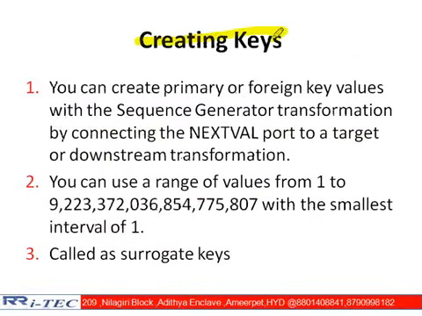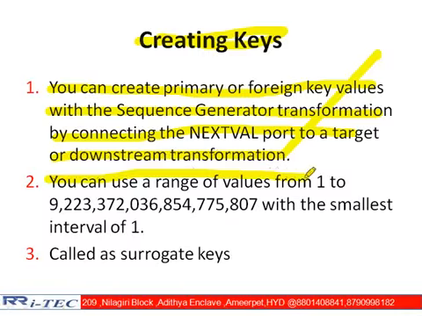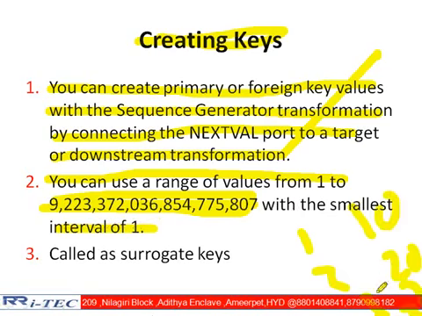Creating keys means what? You can create primary key or foreign key values with the sequence generator transformation by connecting the NEXTVAL port to a target or downstream transformations. You can use a range of values starting with 1 and ending with n, a very big number you cannot even count. So that many numbers you can generate. The smallest interval is one, that means from one number to another. You can even go for a larger interval, let us say 10, 20, 30.